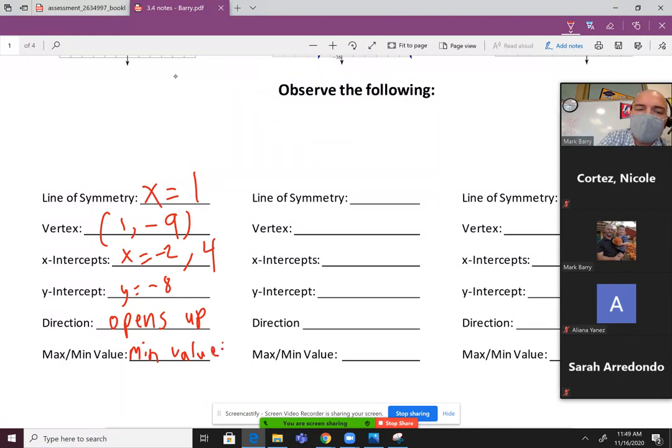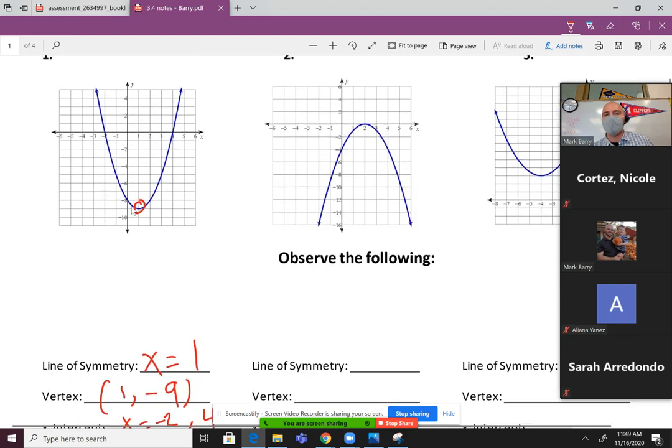And the minimum value here is going to be -9. The min or the max value will always be the y value of the vertex, because like we said, it's like low or high. So that's why we're talking about the y value, right? Because the y value tells you how low or high something is. So I'm going to say this one never has a y value that's lower than -9. There's nowhere on this graph that goes below -9. So that's my minimum value, okay?